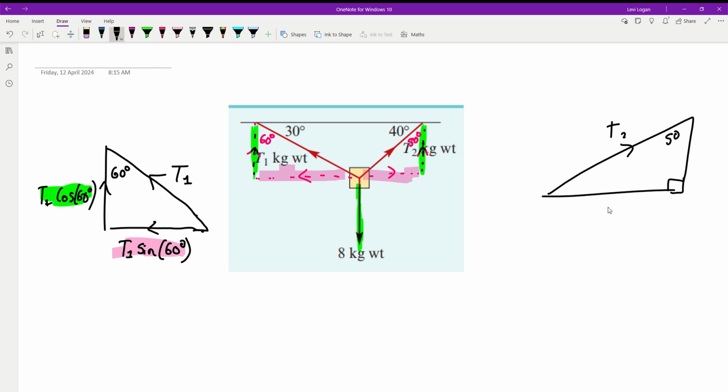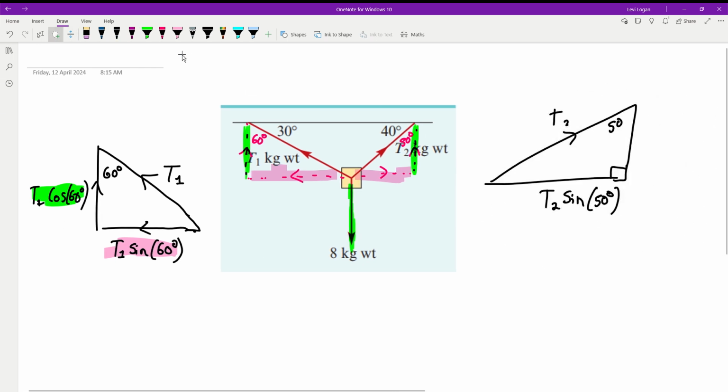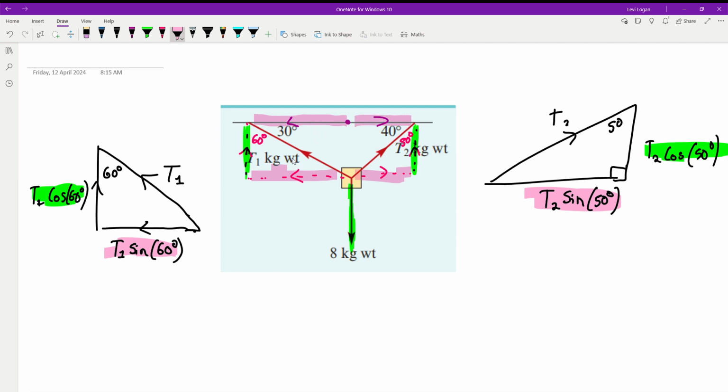This is your opposite, so this is going to be T2 sine of 50 degrees. Now remember, this is all in kg weight, so we don't have to worry about force due to gravity because it's built into the units itself. And this is going to be T2 cos of 50 degrees, and you can see this is the pink component and this is the corresponding green component, okay? So the pink component here is actually the same force that is up here in the workings of the ceiling, okay? So those forces are making sure it doesn't sway left or right.